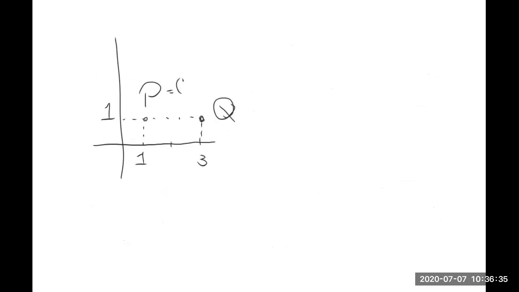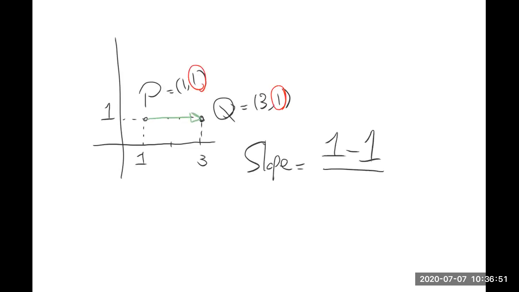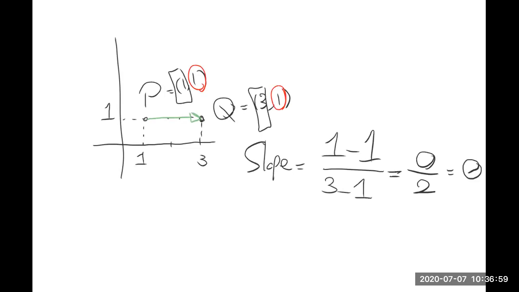So this is 1 and 1, this is 3 and 1. If I connect them using a vector, this is horizontal. If I look at the slope, I should subtract the second numbers, which is going to be 1 minus 1, and then divide it by the first components, 3 minus 1, which is going to be 0 over 2. 0 over any number is 0.